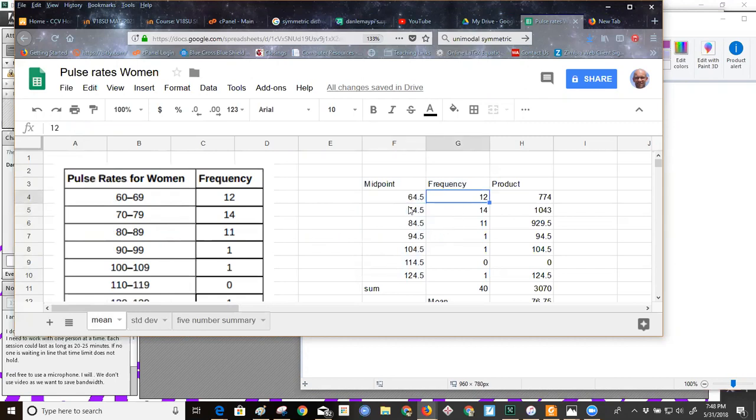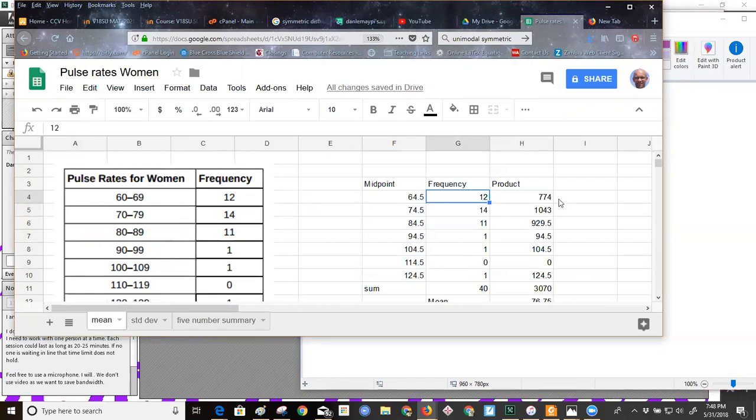Now what you've got to remember is this frequency of 12 means there's 12 numbers that fell into that bin or that class. So that's like having 12 64.5s and then 14 74.5s. So in all, I'm going to have 40 numbers, and they'll be spread out. I mean, there's only going to be 124.5s. There'll be no 114.5s because the frequency is 0, and so forth. So it isn't just averaging these seven numbers. We have to list out all the numbers.